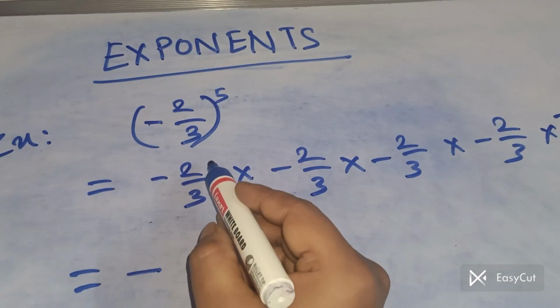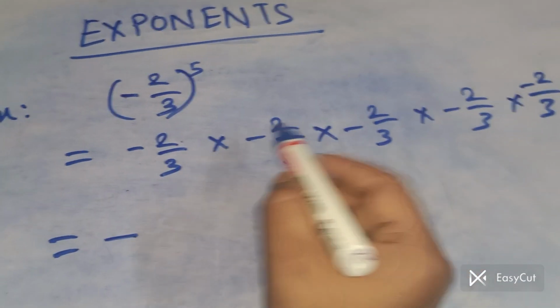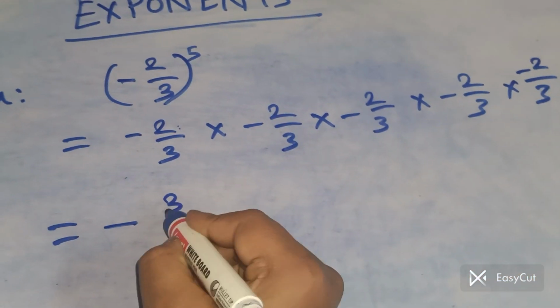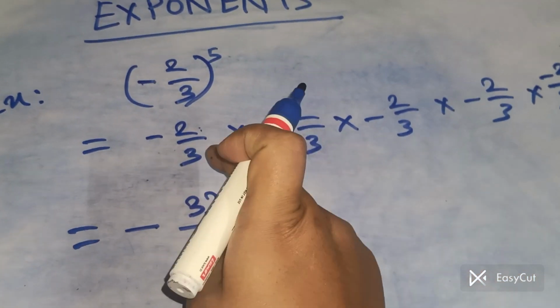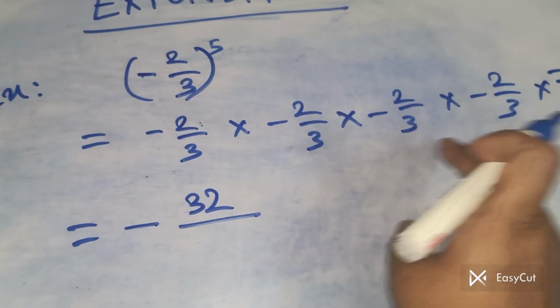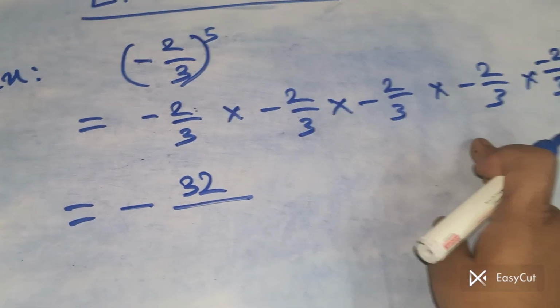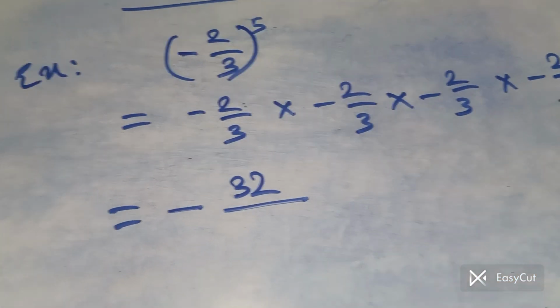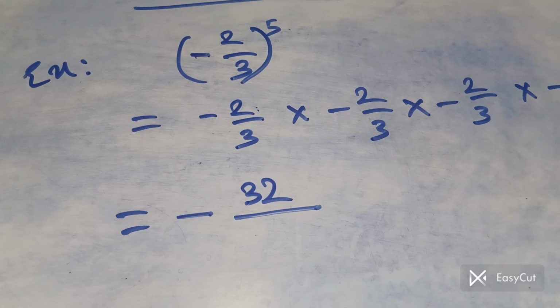Next, if we multiply the numerators, 2 2s are 4, 2 4s are 8, 2 8s are 16, 2 16s are 32. Here it is 3 multiplied by 3, 9. Then again 9. 9 9s are 81, and 81, again 81 into 3 is 243.